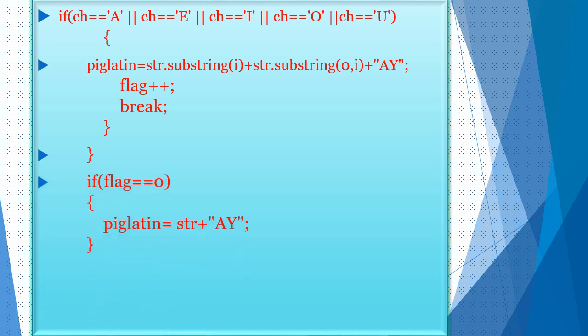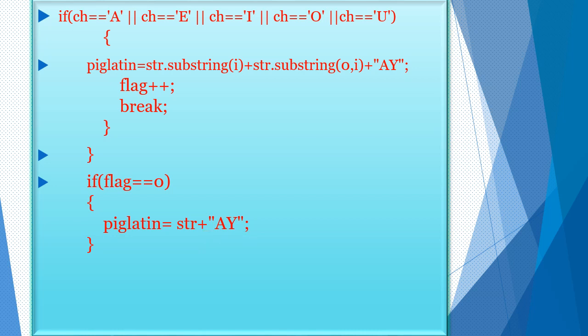And then we check the value of the flag. If the value of the flag still remains 0, it means no vowel is found, no vowel is present. It's a very rare case. In that case, we just want to concatenate the string AY at the end of the original string. That is why we have written PigLatin equals str plus AY.